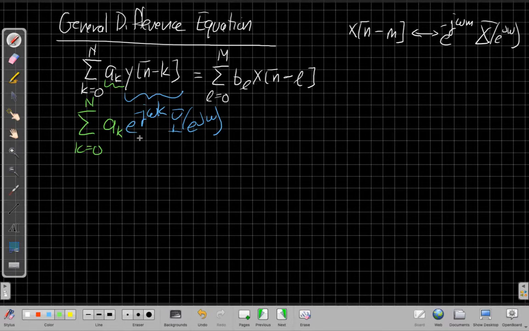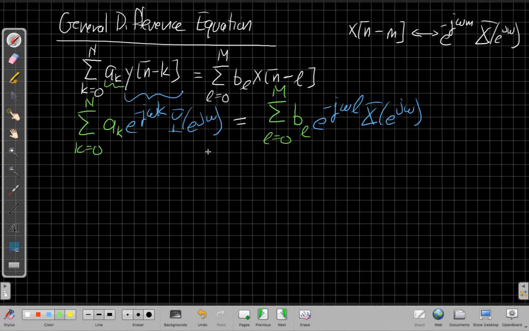So breaking this down using first the delay property in blue, and then the linearity property in green, I get this on the right-hand side. I'm sorry, this is the left-hand side. I can use the same process on the right-hand side. Now my shift is L, so I have e to the minus j omega L times x of e to the j omega. And then my linearity part is, I'm scaling each one of those by b sub L, and then adding them up as L goes from 0 to m.